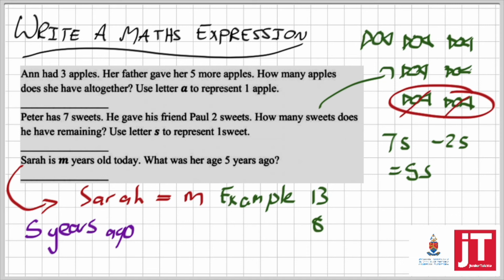So if I say M, how old would Sarah be 5 years ago? Well, whatever M's value is, I just subtract 5. I can't do more than that. I can't say it's negative 5M, because I don't know what M is. M could be 13, then it is 8, 5 years ago. If it was 20, that would be 20 minus 5, which is 15, 5 years ago.